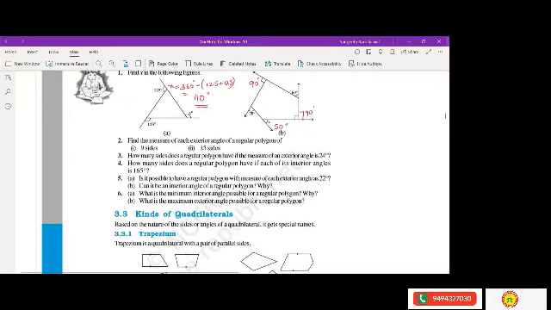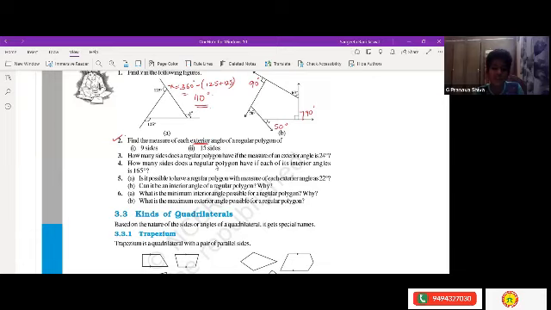Now, see the same question is here. That's good you asked because you have similar questions here now. In this question number 2, find the measure of each exterior angle of a regular polygon. Now which regular polygon is there? Regular polygon with 9 sides. A regular polygon has all equal sides and there are 9 sides.